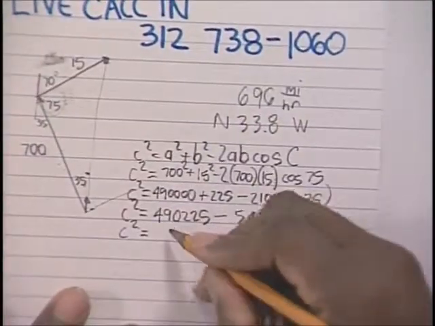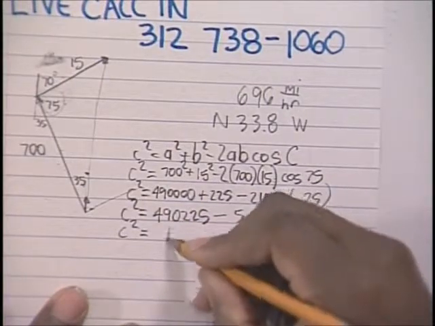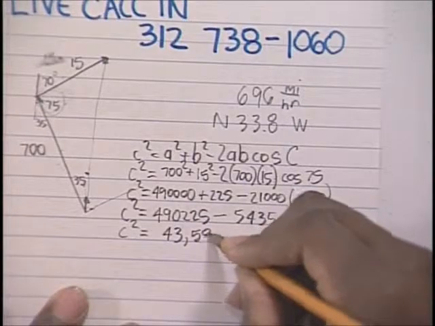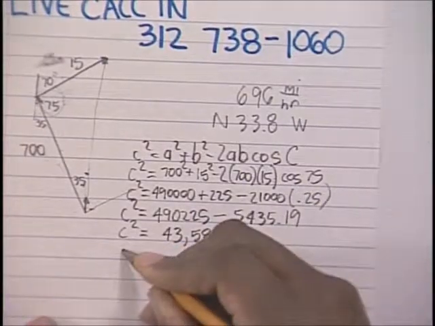What's the difference? 43,589. And if you take the square root of that, what do you get?